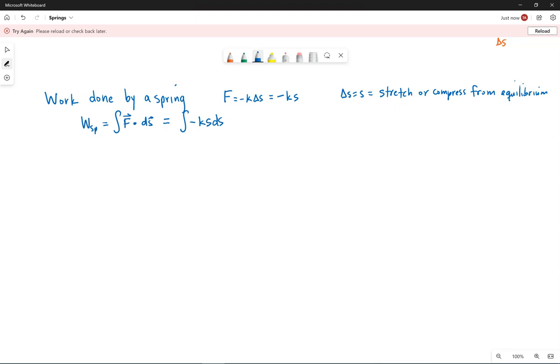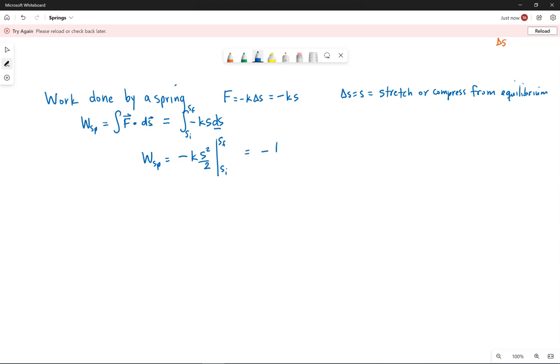Since our variable in here is ds, s is our variable, and our limits will be between some initial position and some final. By that, I mean specifically initial stretch or compression to some final stretch or compression. So how much the spring is stretched or compressed initially, and how much it's stretched or compressed finally. When I integrate, the k is a constant. I'm going to get s squared over 2 because that is our variable.